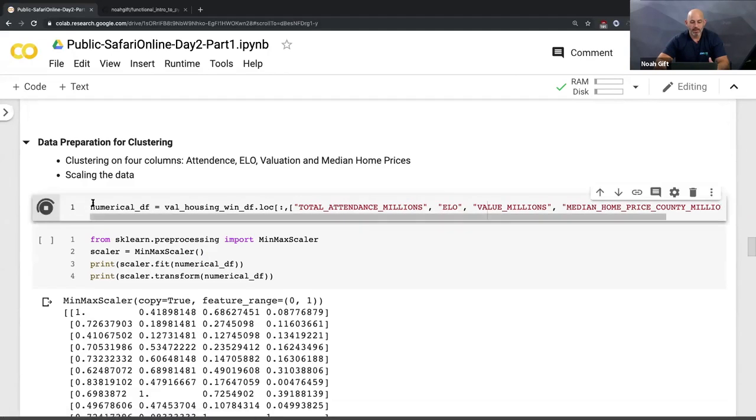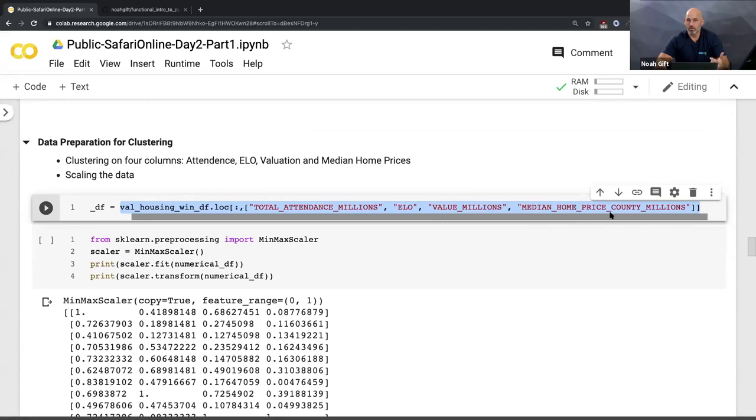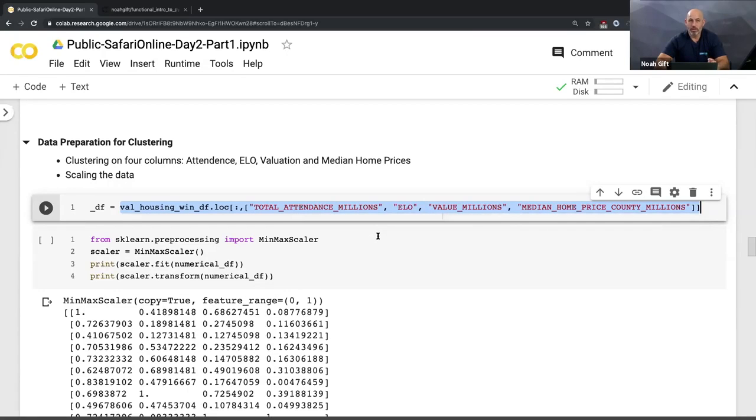First, I have to make the data frame only have numerical data. So I have to get rid of those other values that are, let's say, text-based values. And so that's what I do here, is I make a subset data frame here, and I put in the total attendance, which is numerical, the ELO, which is how good the team is, the valuation in millions, the median home price. Now, one other thing that's really important is I have to scale the data.